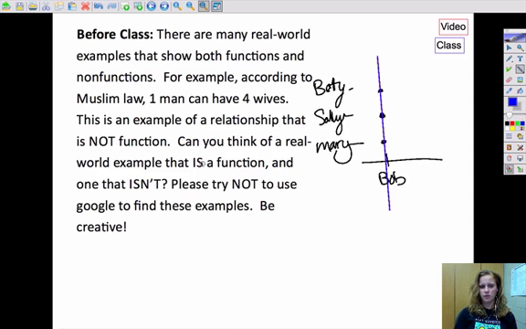Okay, so your task for class is, can you think of more real-world examples that are functions and that are not functions? Try to bring one of each to class. Do not Google to find these examples. Be creative. Think about all the different things that can have more than one output, or all the different things that are unique person to person. All right, and then bring that to class.